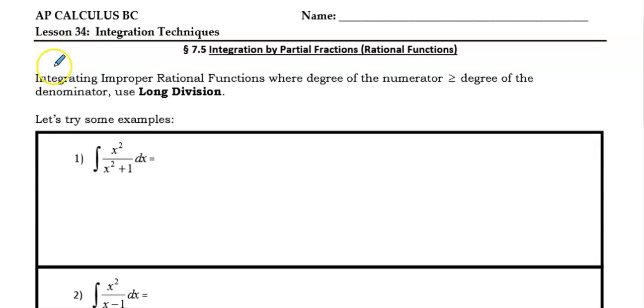Hello everyone, welcome back to Calculus BC. We're now in lesson 34 where we're learning more integration techniques. In this lesson, we're going to talk about integration by partial fractions, which is also known as partial decomposition.